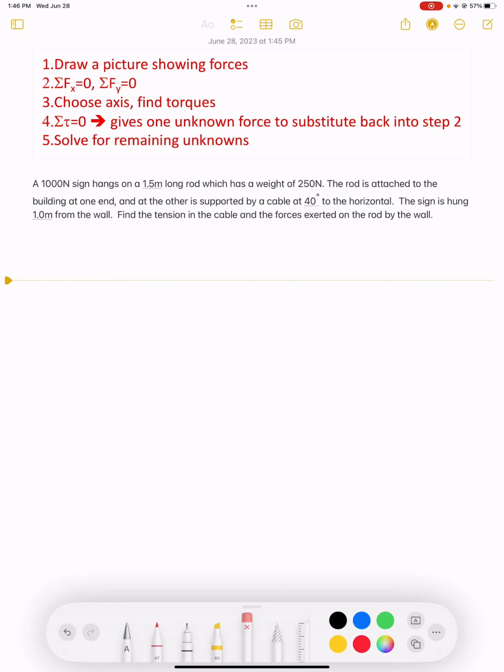So let's do some problems involving two-dimensional equilibrium problems. So the first problem is a sign problem. We're told that a 1000 Newton sign hangs on a 1.5 meter long rod which has a weight of 250 newtons.